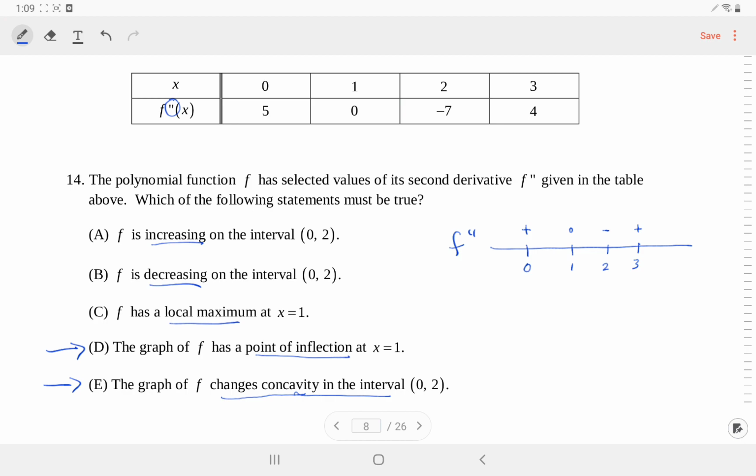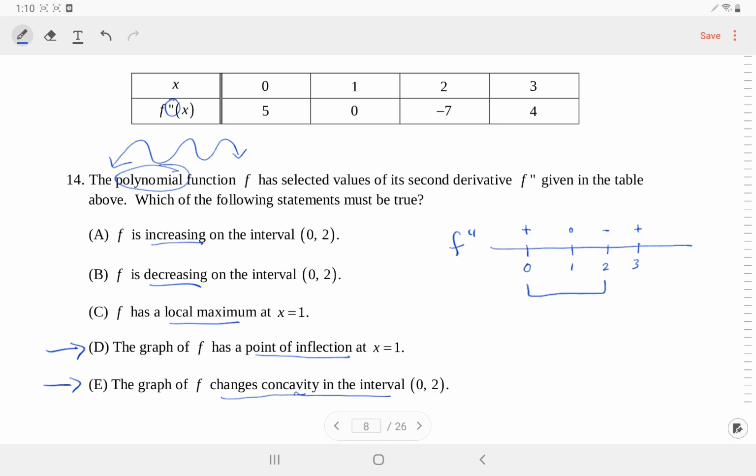Okay, so changes concavity in the interval. Well, let's take a look. At 0, it's positive, and at 2, it's negative. So it seems like it's going to have to get from positive to negative. Now it is a polynomial, so everything's smooth and curvy. There are no jumps or gaps in the derivative or the second derivative. So I would say everything's smooth here. Point of inflection at specifically 1.